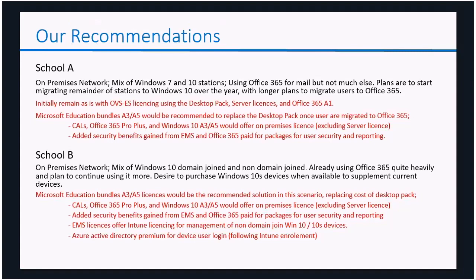But when we get towards June next year, if you started to use Office 365 more heavily, and the number of stations that you've got on Windows 10 is such that you've managed to move them all across basically, then it might be worth at that point starting to look at the education bundles as an alternative to your desktop pack, because you will get that on-premise licensing in terms of CALs and Office 365 Pro Plus, but you'll also get the added security benefits gained from things like EMS and the Office 365 A3 or A5 editions, which are going to be really important for ensuring that your students and staff are safe when they're using Office 365 tools. So that's what I'd recommend there.